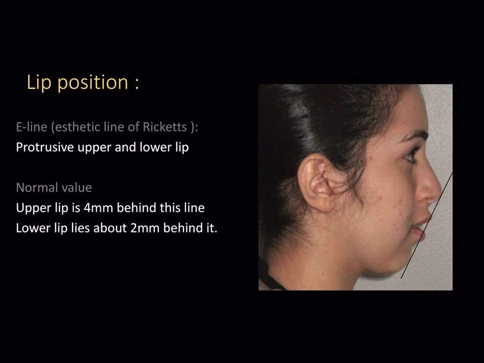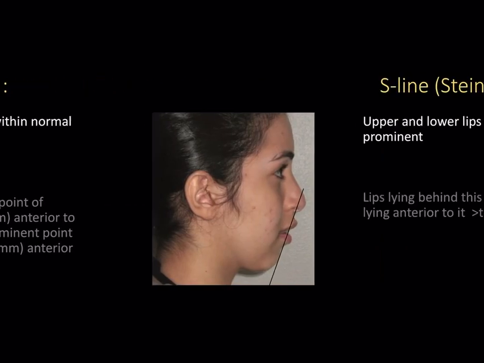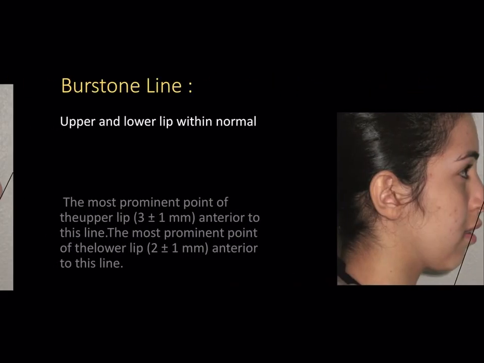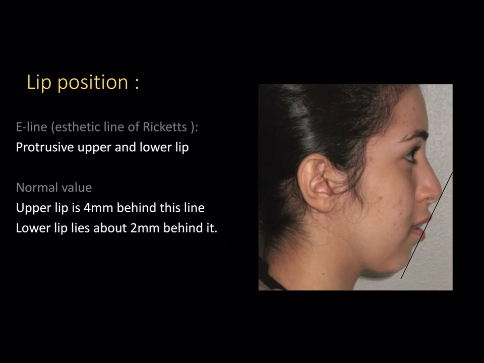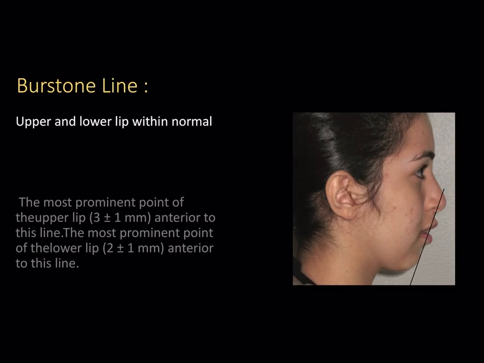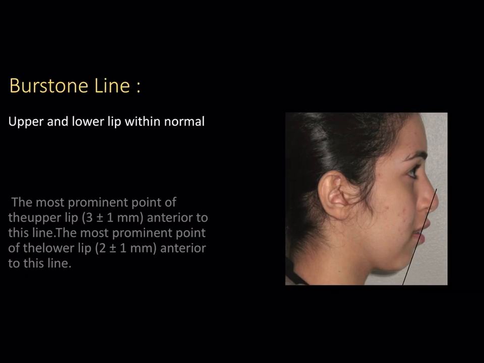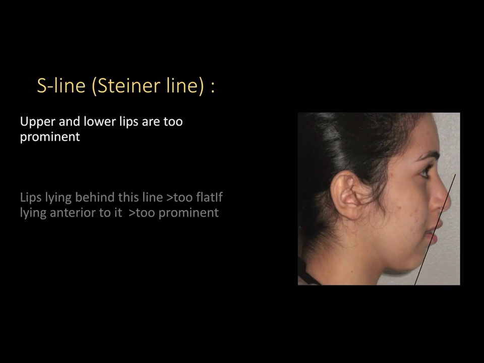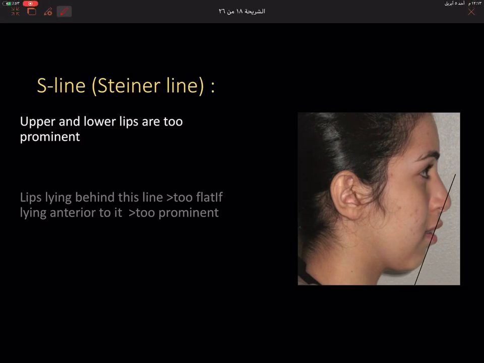The lip position in relation to the A line, there is a protrusive upper and lower lip, so here see both lips come in contact with the line, but the normal value is the upper lip should be 4 mm behind the line and the lower lip 2 mm. For the inverted line, upper and lower lip are within normal because they are anterior to the line. In the S line, the upper and lower lip are too prominent. Why too prominent? Because they are lying anterior to the line.